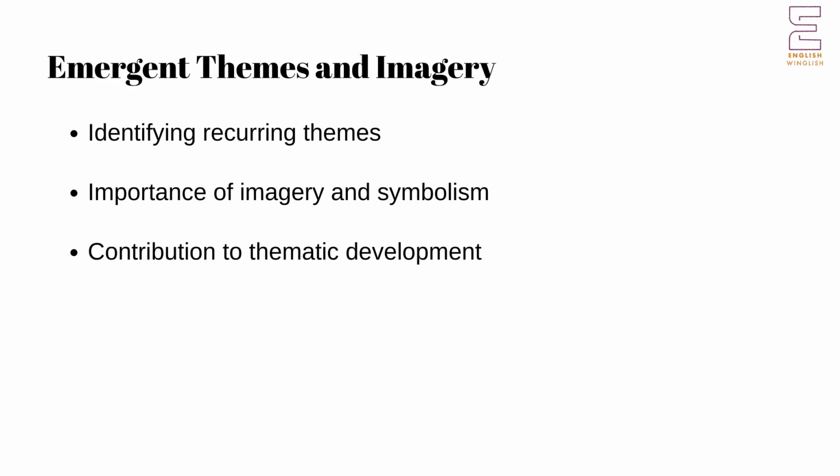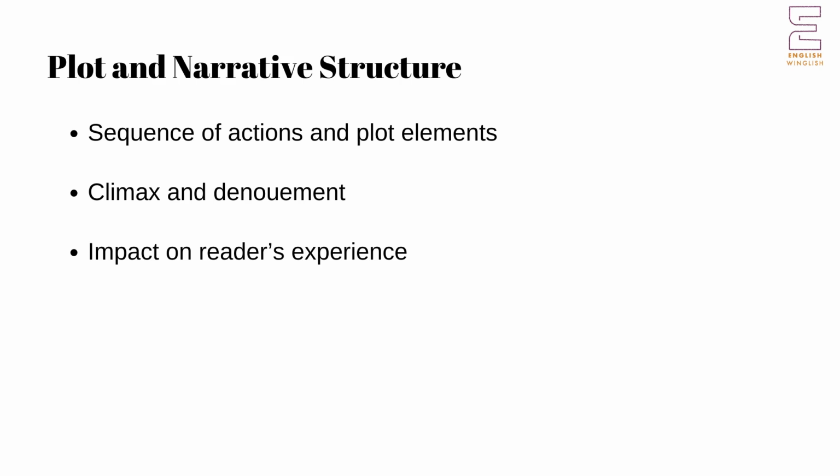Emergent themes and imagery. Through close reading, themes begin to emerge from the text. These themes are often supported by recurring imagery and symbolic elements. Formalist critics look for patterns and repetitions that highlight the text's central ideas. For example, the consistent use of certain images or colors can underscore a theme or contribute to the overall atmosphere of the work.